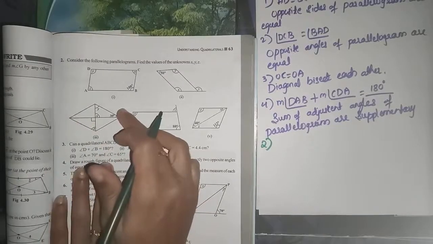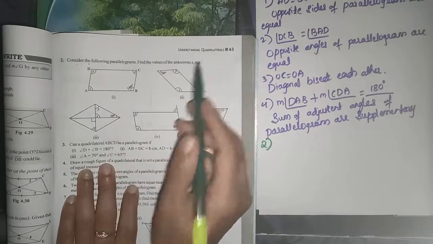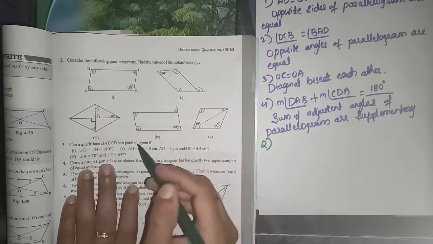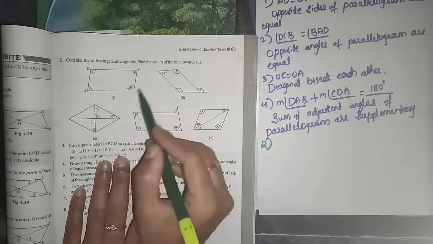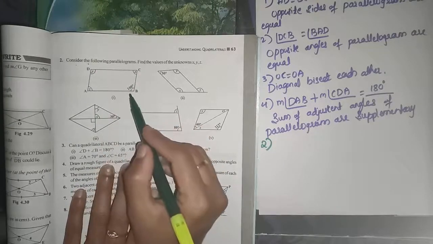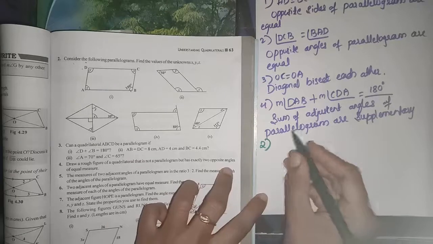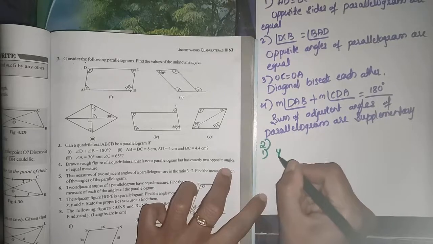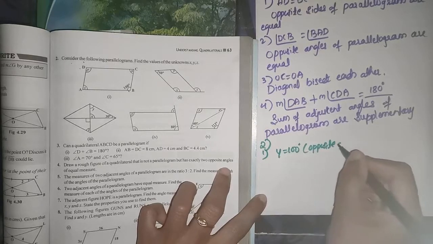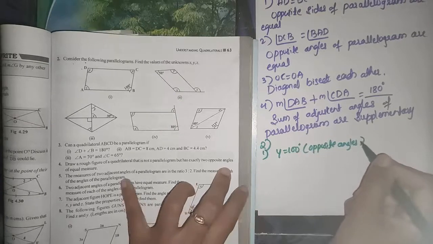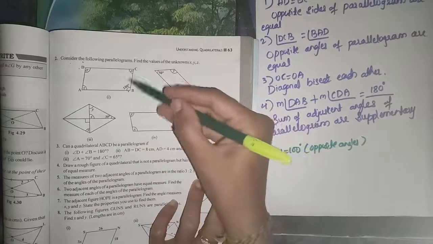So here second question, consider the following parallelograms, find the values of x, y, z. For the given parallelogram, we need to find out x, y, z. In a parallelogram we know opposite angles are equal. This is 100, so D, that is y, is also 100. So y is 100 degrees because opposite angles are equal. Then we know these are supplementary.